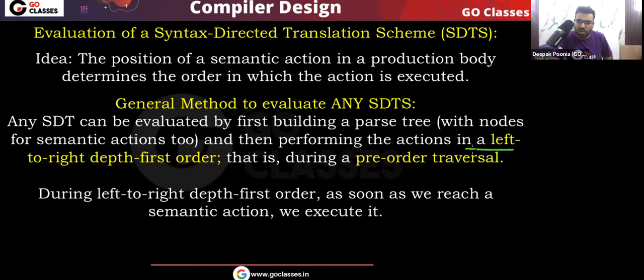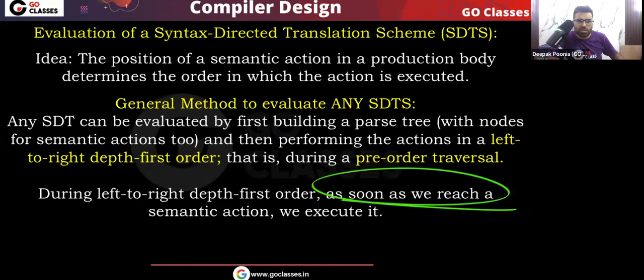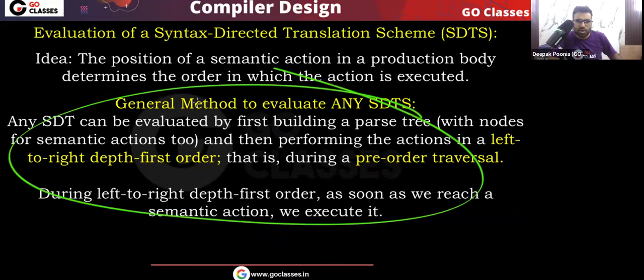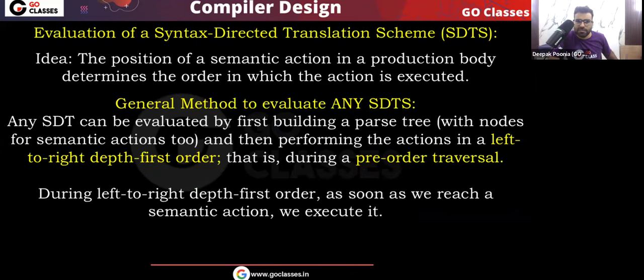Okay, we will go left to right depth first, and when you are going left to right depth first, as soon as you reach a semantic action, immediately execute it. Very simple. We will perform the semantic actions in a left to right depth first order, that is pre-order traversal. During left to right depth first order, as soon as you reach a semantic action, immediately execute it. Very simple. So this is the general method to evaluate any SDT.